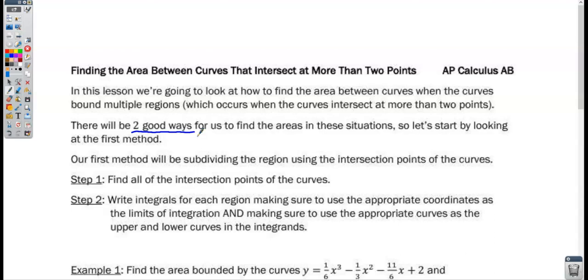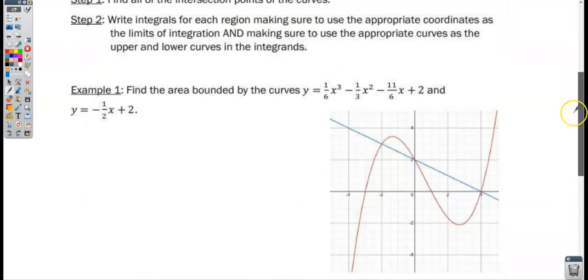Okay, so our first method is subdividing the region using the intersection points of the curves. In order to do this, we're going to find all the intersection points of the curves in question. And then we're going to write integrals for each region. And when we write integrals for each region, we need to make sure of two things. We need to use the appropriate coordinates for the limits of integration for each of our integrals. And we also need to make sure that we're using the appropriate curves as the upper and lower curve, paying attention to which curve forms the upper boundary of the region and which curve forms the lower boundary. All right, example 1.